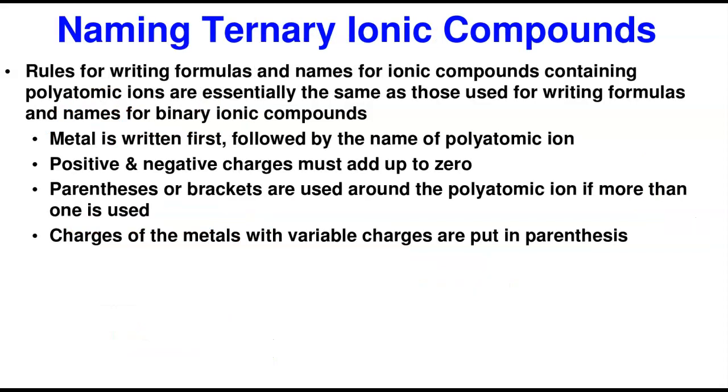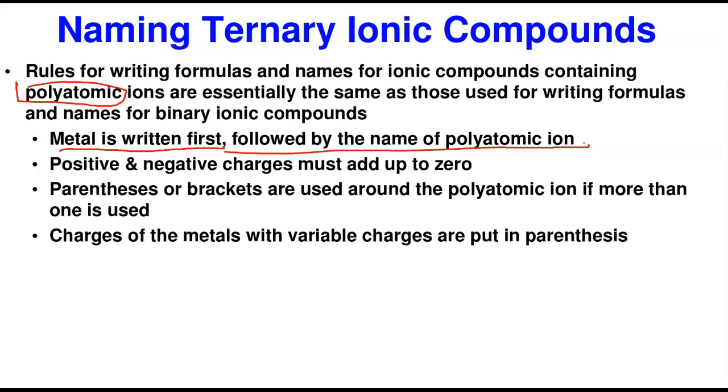All right, so we go to the next group of compounds we need to name here. They are called ternary ionic compounds. Now, the rules for naming ternary ionic compounds, remember, ternary ionic compounds are those compounds that contain a metal and a polyatomic ion. I talked about them earlier. Now, the names are essentially the same. We usually give the name of the metal first as usual. It will now be followed by the name of the polyatomic ion. And again, both of the charges have to cancel.